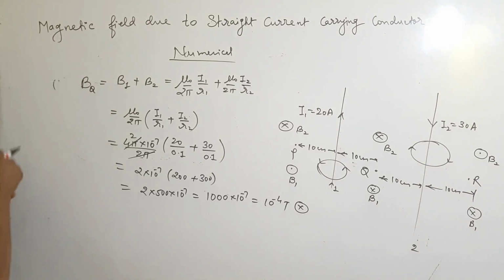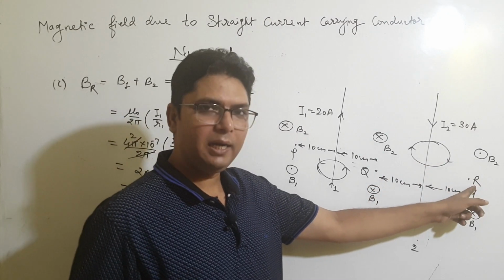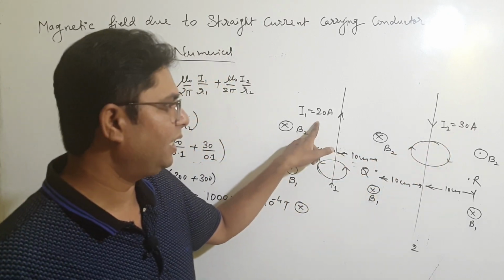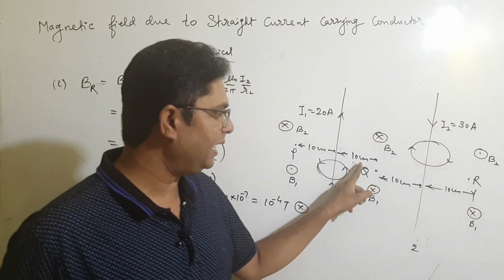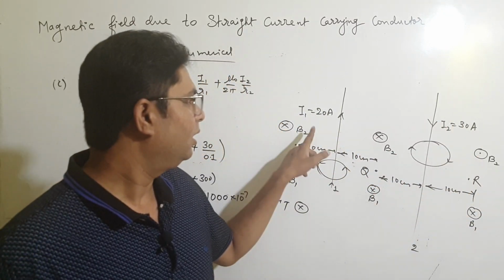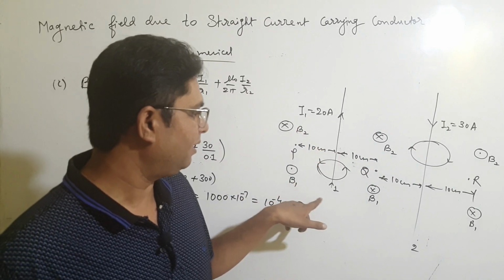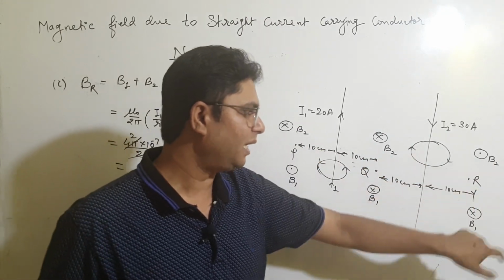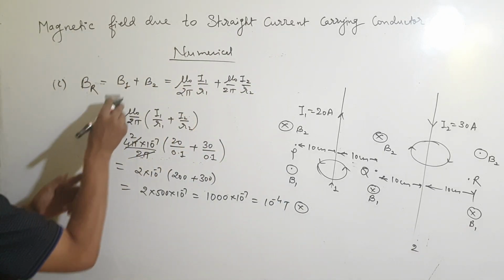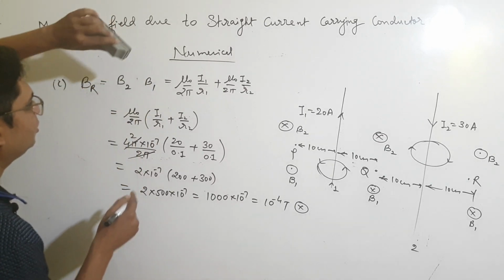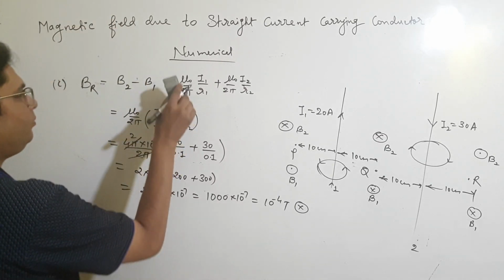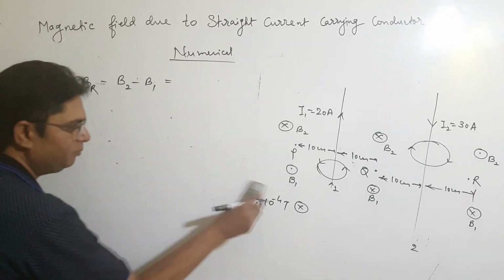Now let us see the case number 3, the C part. Magnetic field at point R. When you talk about magnetic field at point R, here this is 30 ampere, this is 20 ampere, and the distance of the first conductor to R is 10 plus 10 plus 10, 30 centimeter. This is B2. So here the magnetic field due to B1 is less and B2 is more, so here we will write B2 minus B1. Now put the values and solve it again.